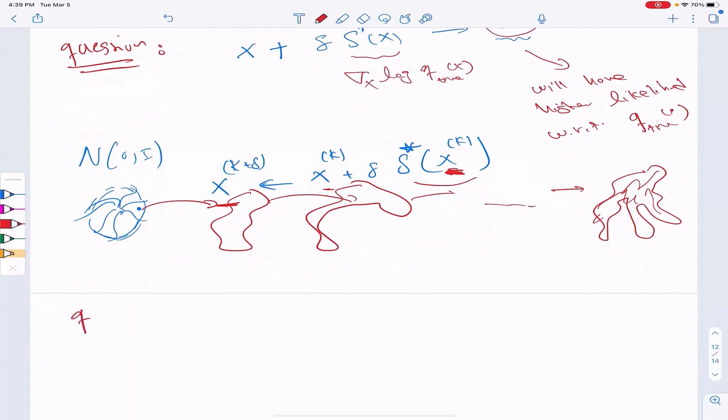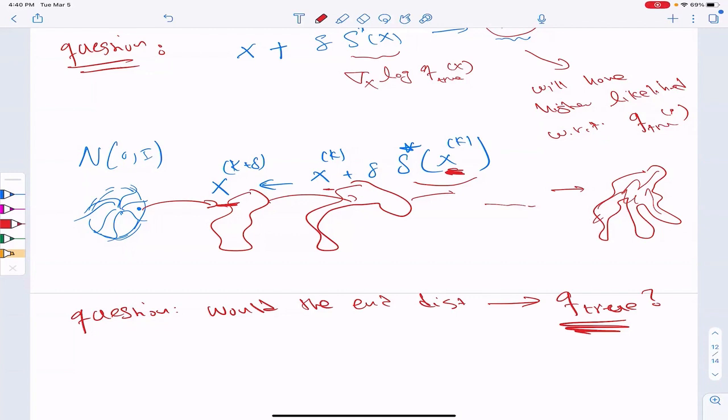Question. Would the last distribution, or the end distribution, converge to your true distribution if you do this?